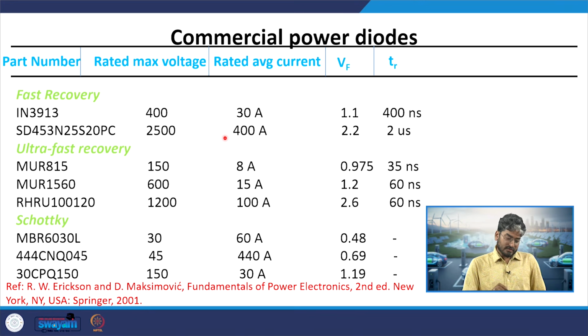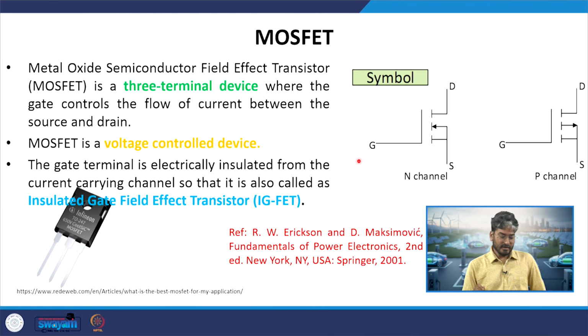These are some examples of diodes based on their recovery speed or turn-off time. We have fast recovery, ultra fast recovery, and Schottky diodes, which are even faster. Their voltage and current ratings are given, so based on our application, we will select one particular diode. How the diode rating is decided and how we select it, we will see during the converter discussion. As I said, the diode has only two power terminals, so it is an uncontrolled device.